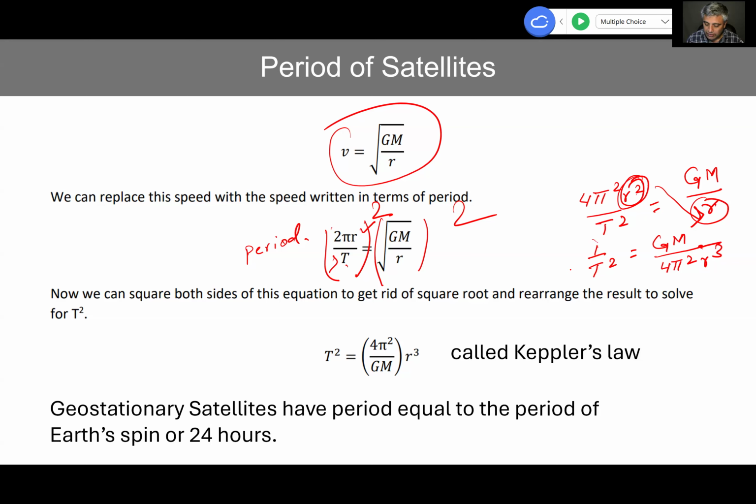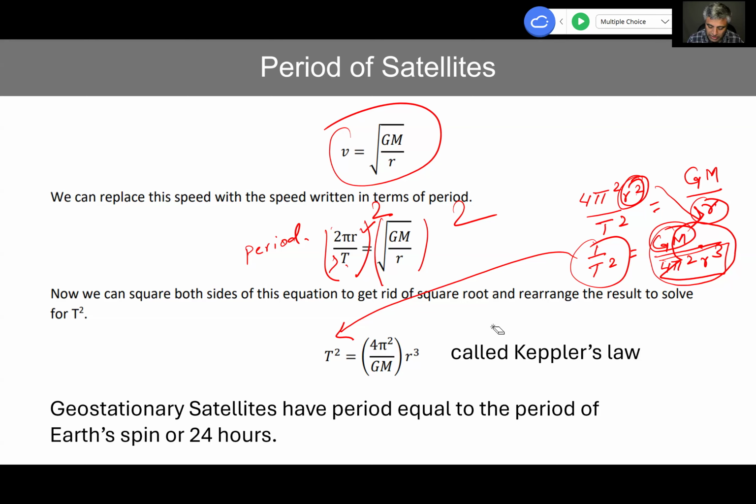So when I flip this, this 1 over t square becomes t square, and this becomes 4 pi square r cube over Gm. So you see this 4 pi square r cube goes on the numerator. See, although it's written outside, it is still a numerator. Gm, which was in the numerator, becomes denominator once we flip it or we switch the sides, whatever way you like to see it.